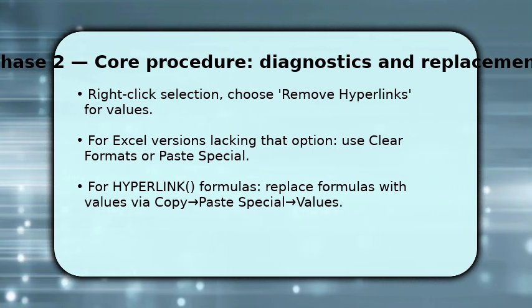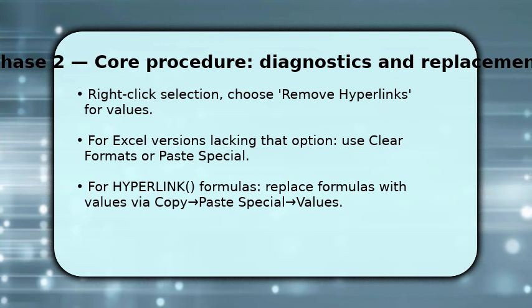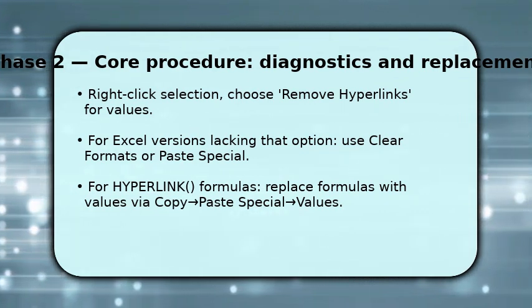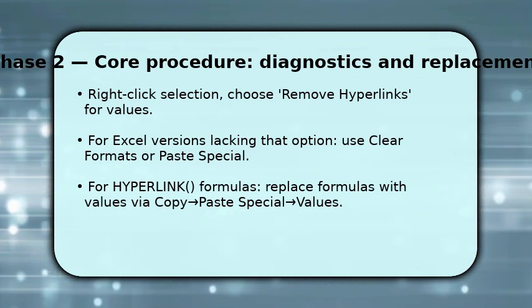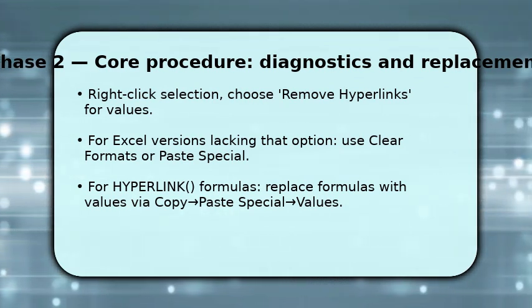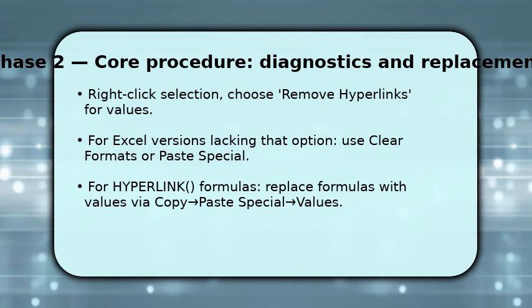For cells using HYPERLINK formulas, copy them and Paste Special > Values to keep display text without the formula. Once done, make sure you save, or use undo if output differs. This step converts active links into inert text or values.